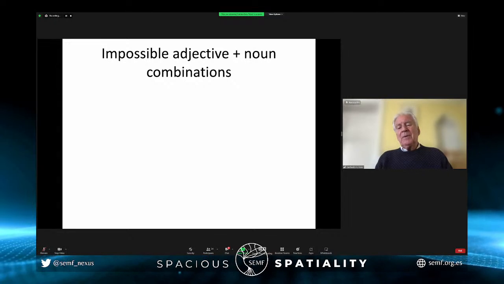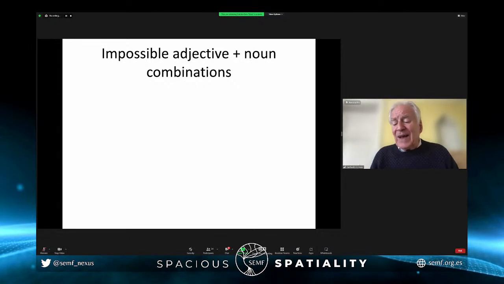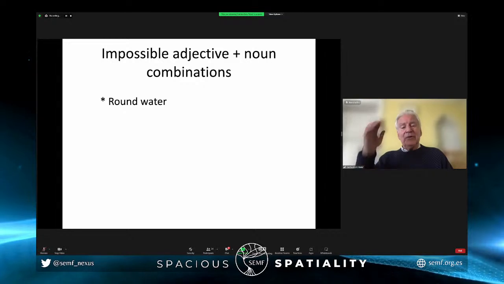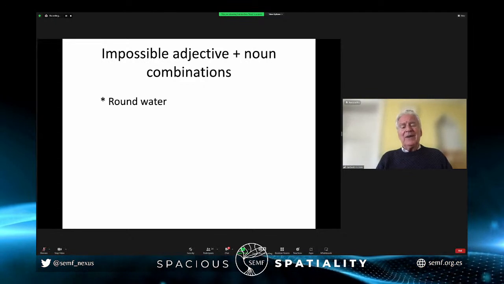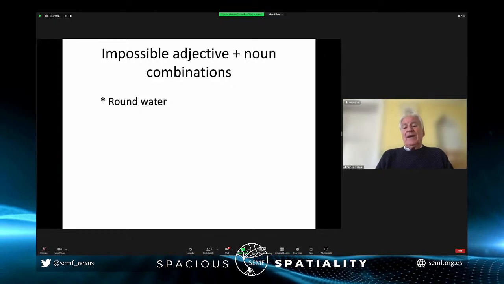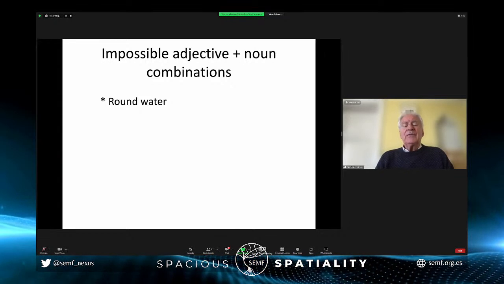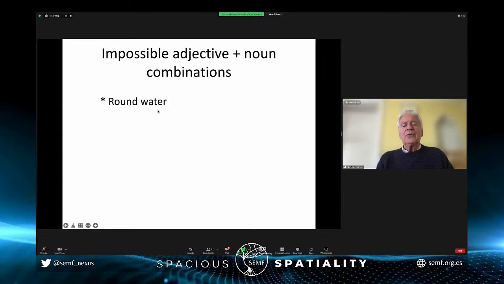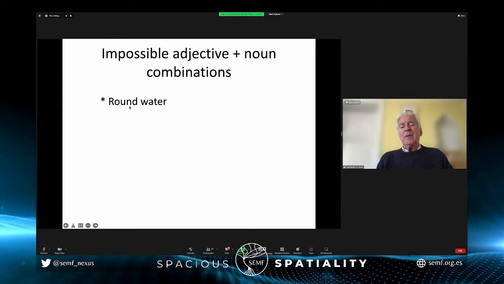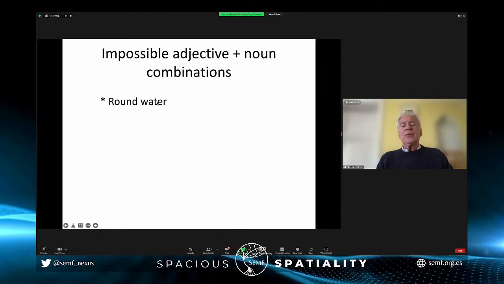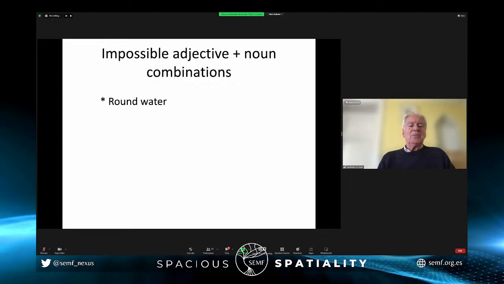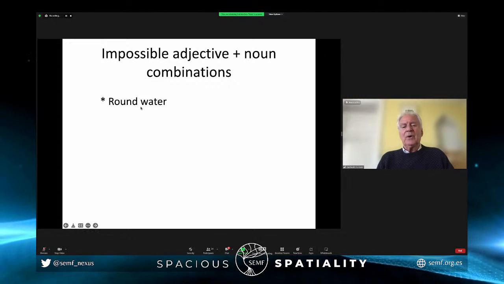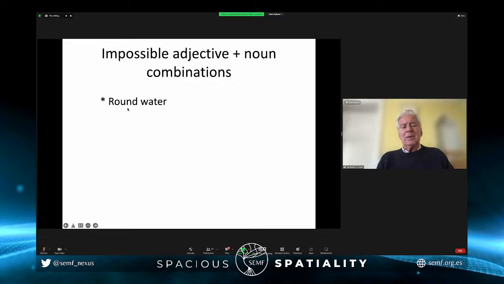So there are some syntactically acceptable combinations of words. I mean, round water is perfectly possible to combine in a sentence, but it doesn't make sense. And it doesn't make sense because water is a mass noun and round is a shape word, and mass nouns don't have shapes. You can use it metaphorically, but there is no non-metaphorical meaning of this.